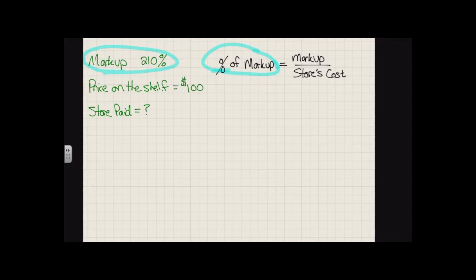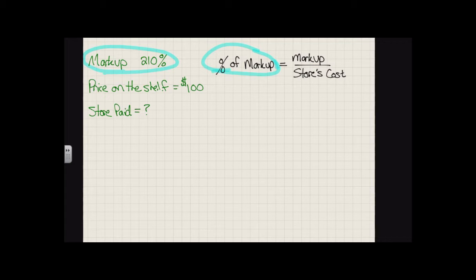No, it doesn't. Markup does, and the store's cost does, but the price on the shelf doesn't. This equation doesn't give us the price on the shelf. So if I had a problem like this, given this equation, could I solve it? No, I couldn't, and sometimes that happens.